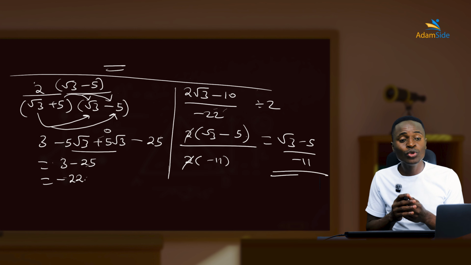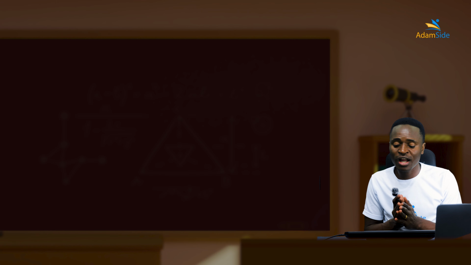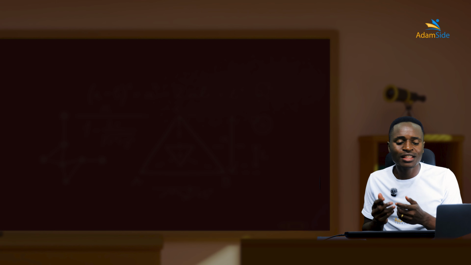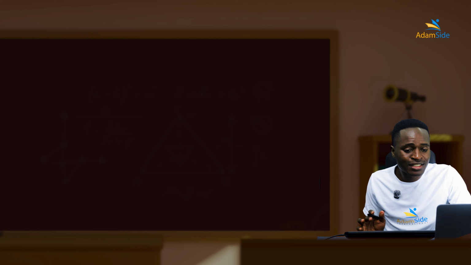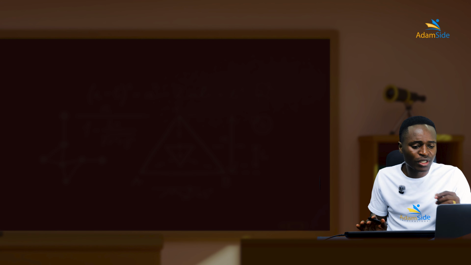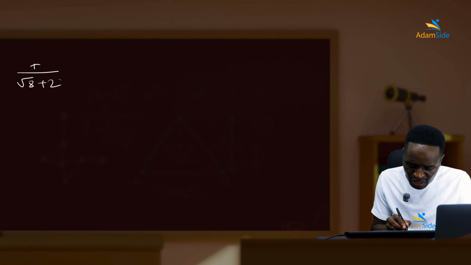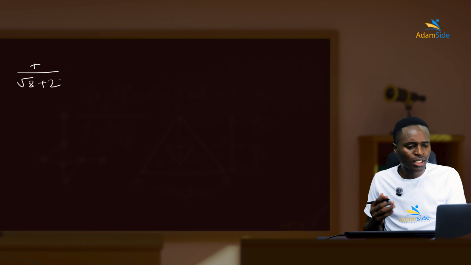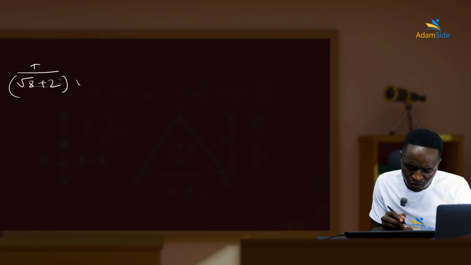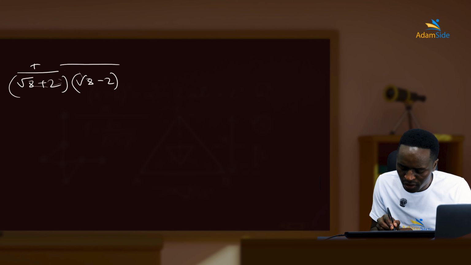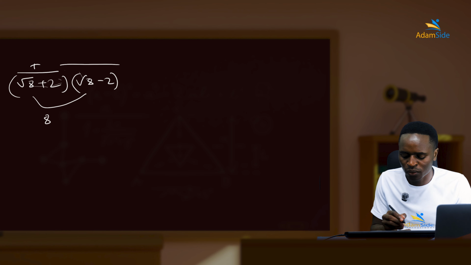Dear candidate, you see how simple it is when you have to rationalize and solve these kinds of questions, especially the ones that come in your IGCSE math. They'll give you those kinds of questions. Let's see a different scenario here. They say 7 over root 8 plus 2. So get the conjugate. It's root 8 minus 2, times on top root 8 minus 2.